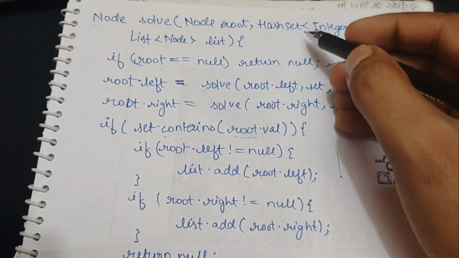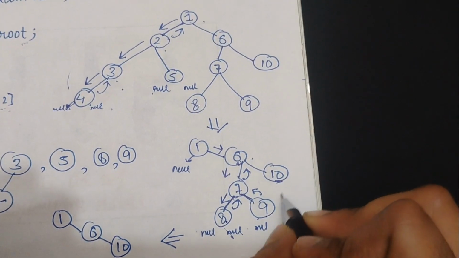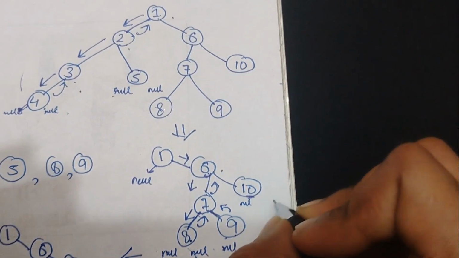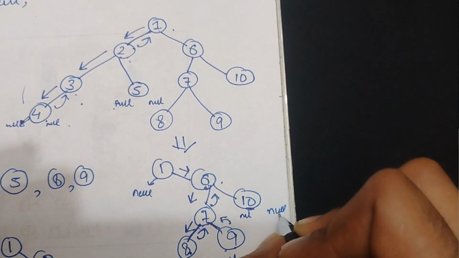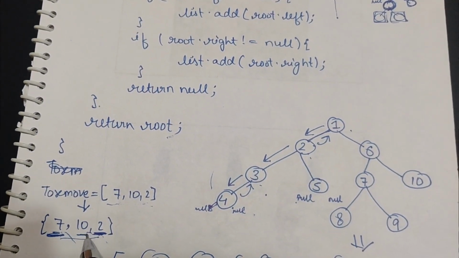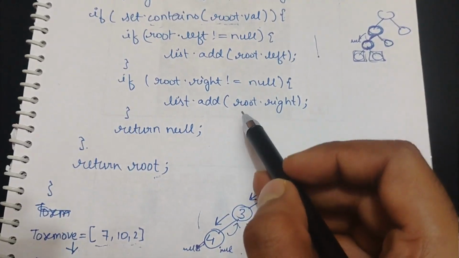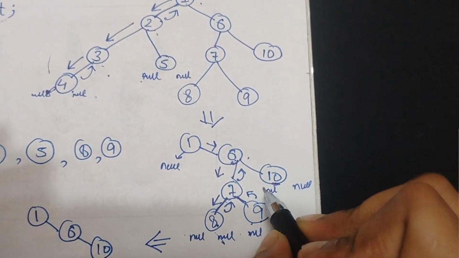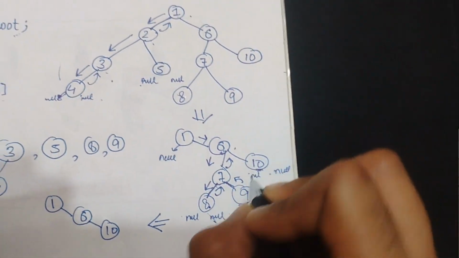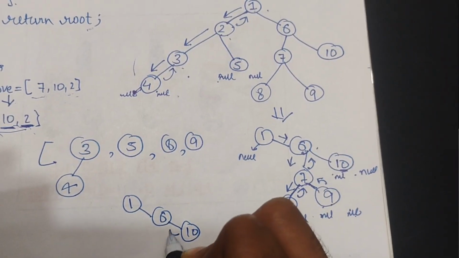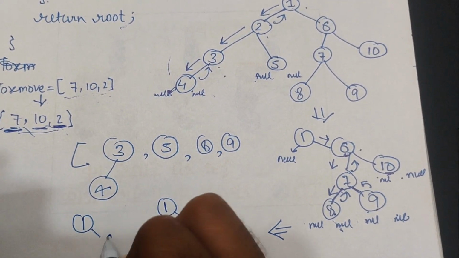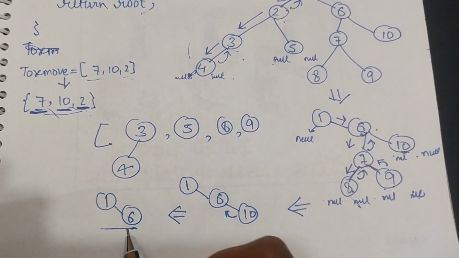Now 10 will call root dot left. We have nothing in left, so it will return null. Similarly for right we get null, so 10 gets null from both left and right. Now it will check the set contains 10. Yes, it has 10. Then store its left and right subtree. There is nothing in left, nothing in right. Don't add anything. Okay. Return null. Now this 10 will return null to 6. Now the tree will become like this, 1 and 6.